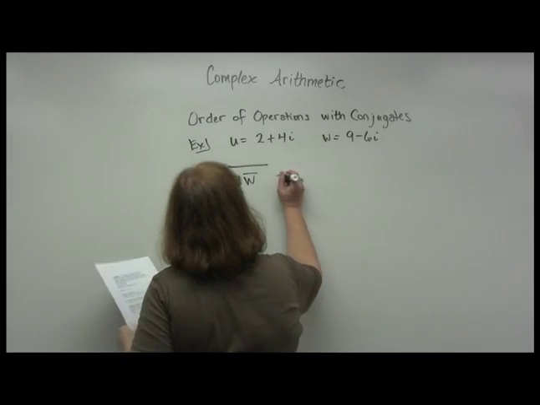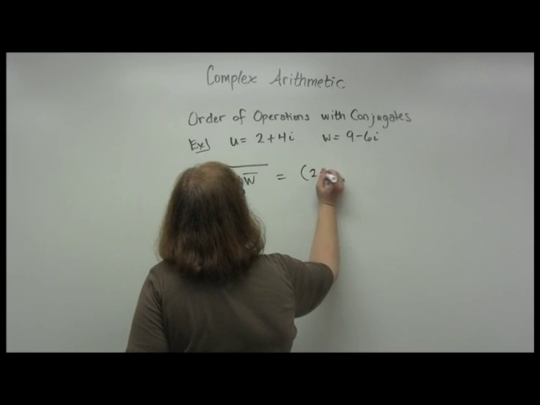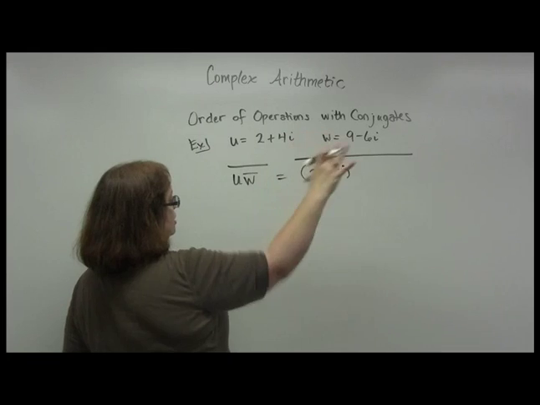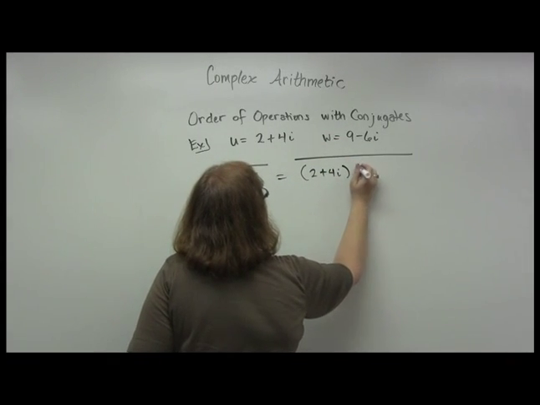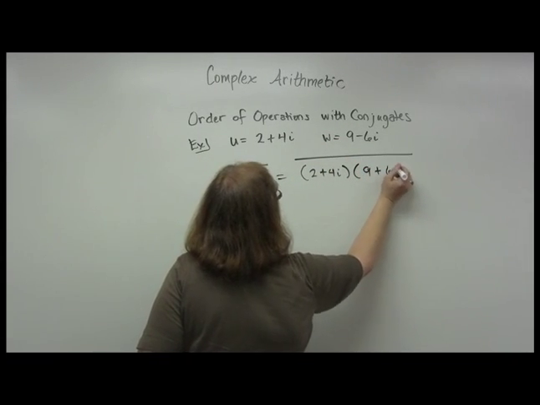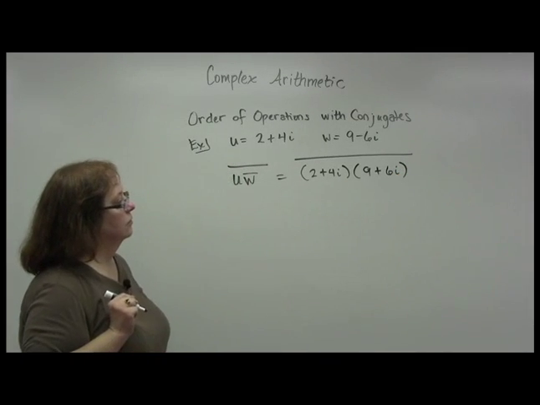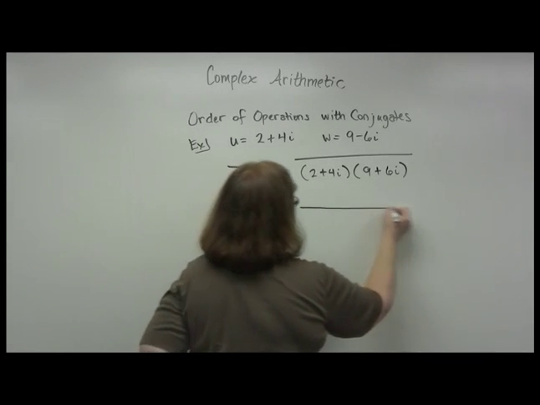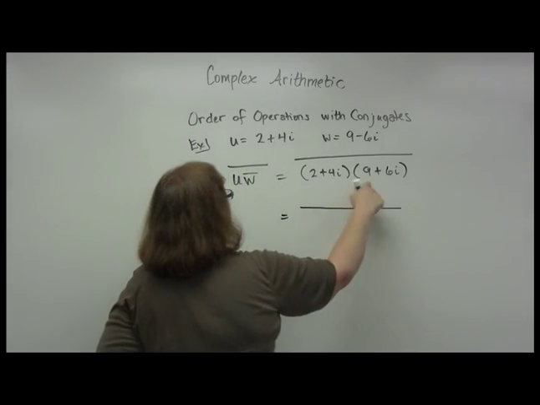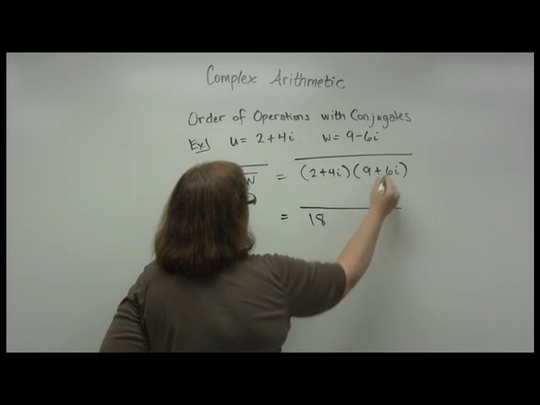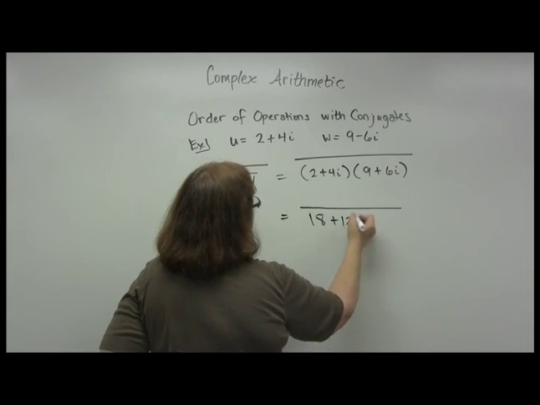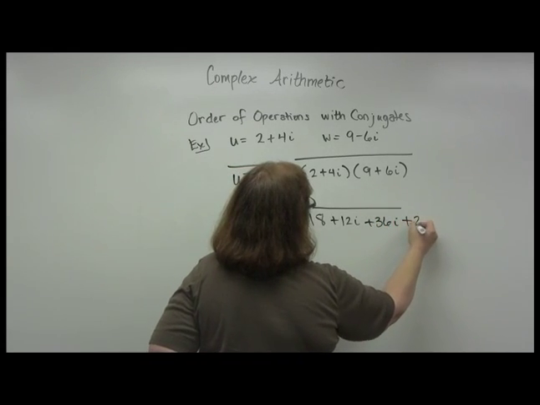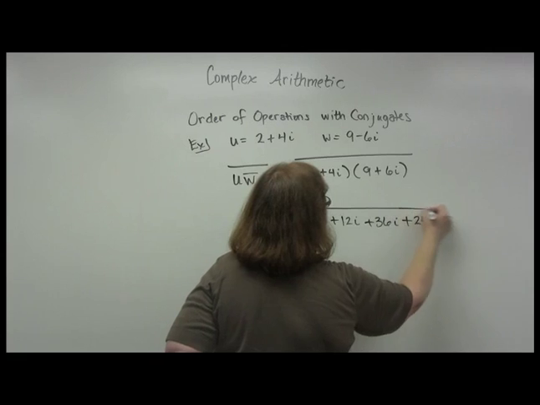Okay, so if I had 2 plus 4i, I'm going to carry along that big conjugate there. I'm going to go ahead and fill in the conjugate of w, 9 plus 6i. I'm going to work out the multiplication, then take the conjugate. So I'm just going to keep carrying along this big bar. 2 times 9, 18. Outer was 12i, inner 36i, and last plus 24i squared.